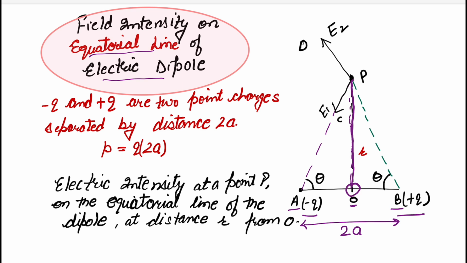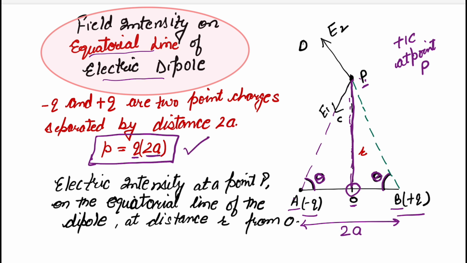On this line, we have placed a charge plus 1 coulomb at point P such that AP forms an angle theta on AB. Similarly, BP makes an angle theta on AB. The dipole moment is given by the relation P is equal to magnitude of either charge, that is Q, multiplied with the distance between the charges, 2A. So P is equal to Q into 2A.